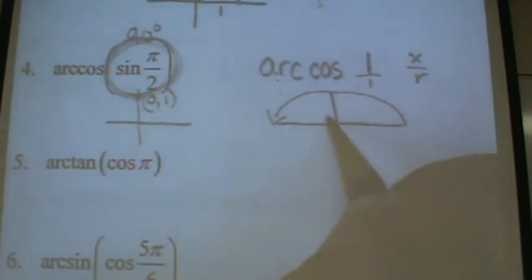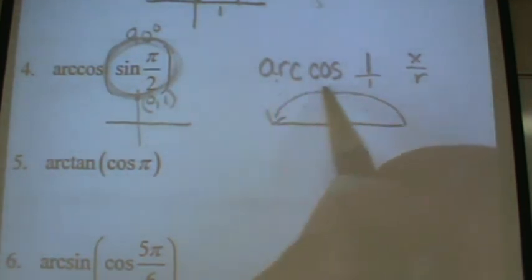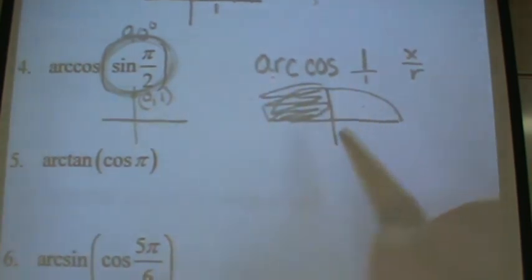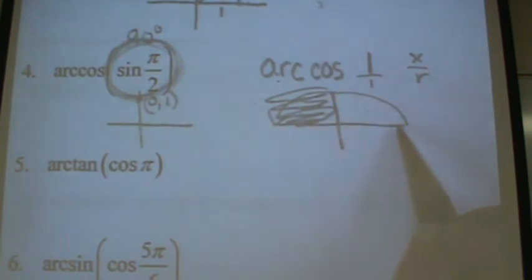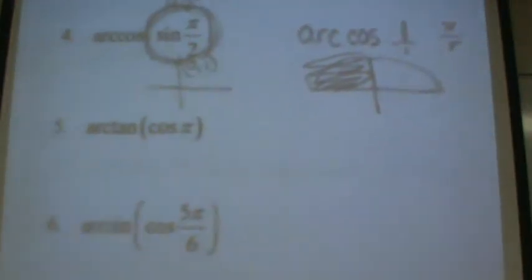Now, I already know, since it's an arc cosine, I'm in here, here, or here. And I know it's not going to be there because it's not negative. So here's my choices if I had to guess. Do you think it's 0 or do you think it's pi over 2? 0. It's 0. Next one.